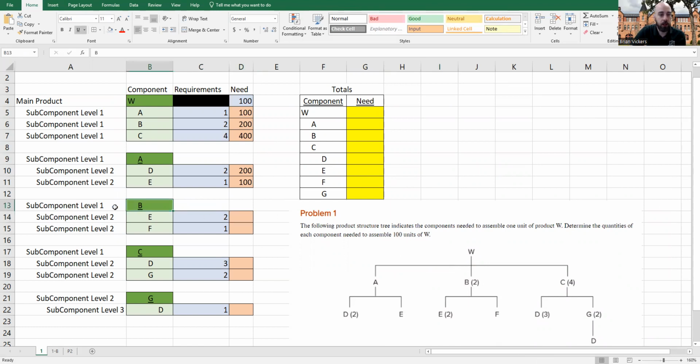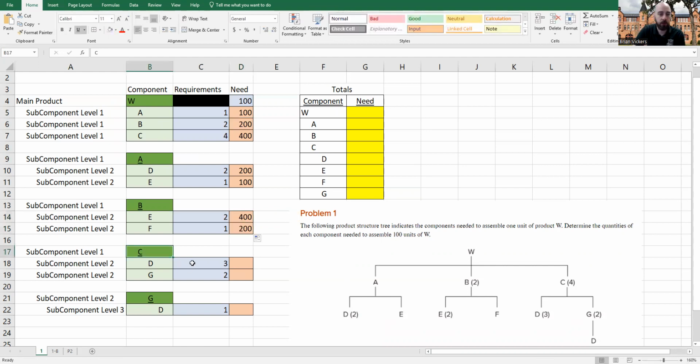So for every level B, we need 2 E's and 1 F. Let's see how many B's we need. It's 200 right here. This is how many B's we need. So we're going to take equals 200 from this section, lock it in, multiply it by the 2 here, and then drag it down once.